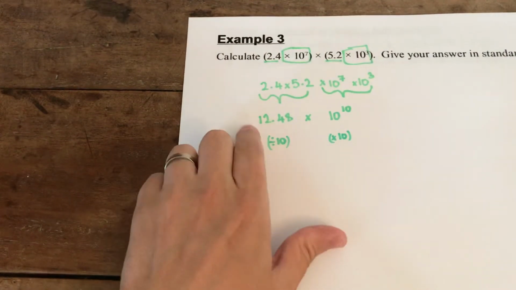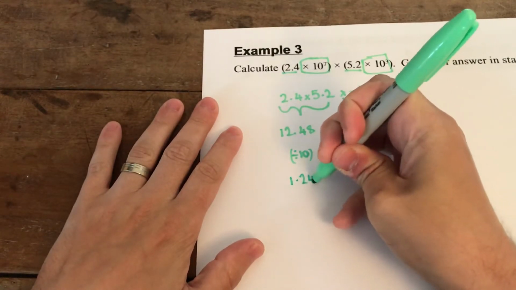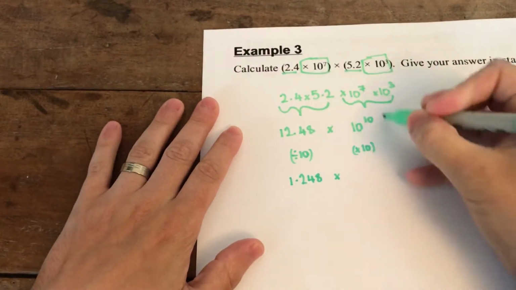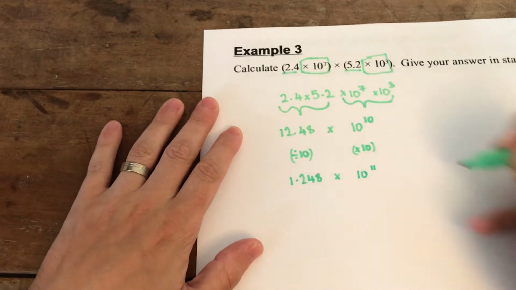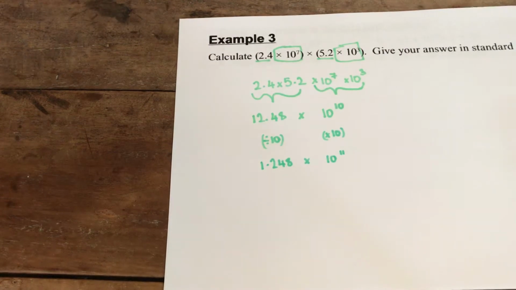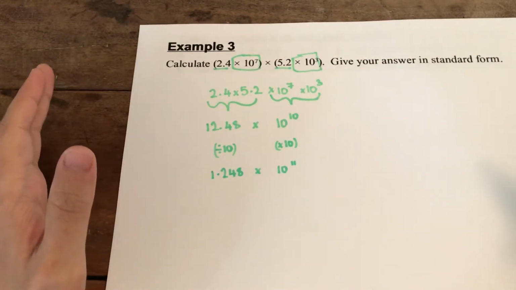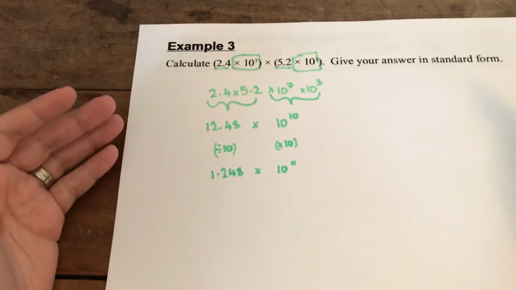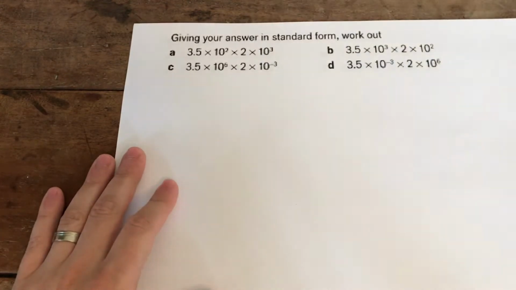So what we do is we divide this number by 10, which gives us 1.248, and then we times 10 to the power of 10 by 10, and that means that we add an extra 1 into our power, and we get 1.248 times 10 to the power of 11. And what we've done then is we've given our answer in standard form. What I'm going to do is run through another couple of examples of this.